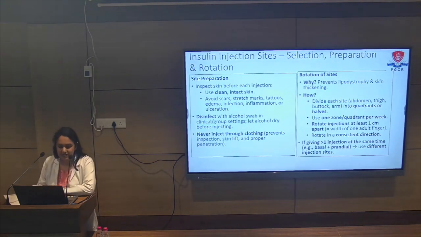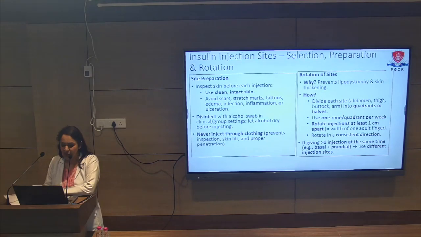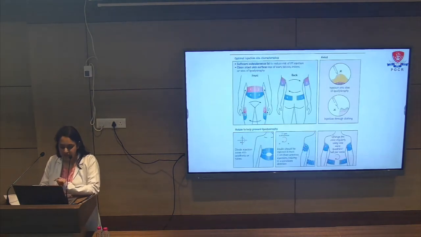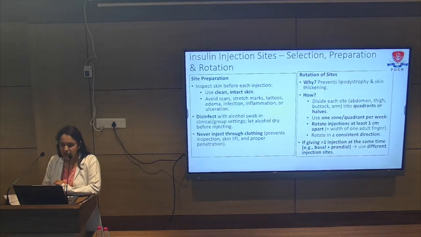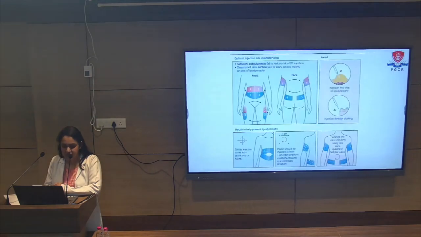Now for rotation of sites, we divide each site, abdomen, thigh, buttocks or arms, into quadrants or halves. We use one zone or quadrant per week. And rotate injections at least 1 centimeter apart, which is around the width of one adult finger, and rotate in a consistent direction. If giving more than one injection at the same time, we use different injection sites.